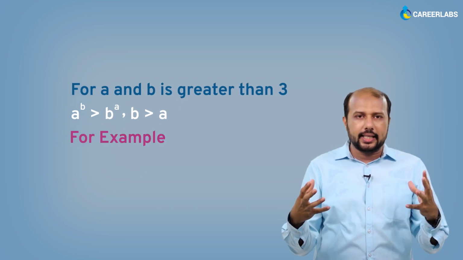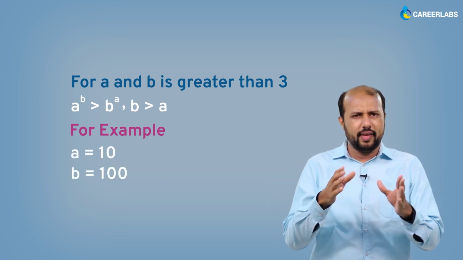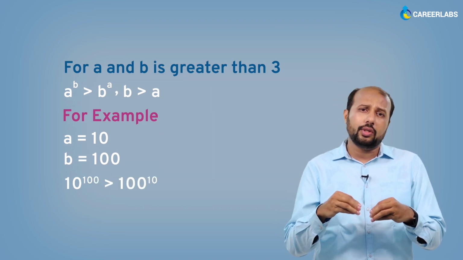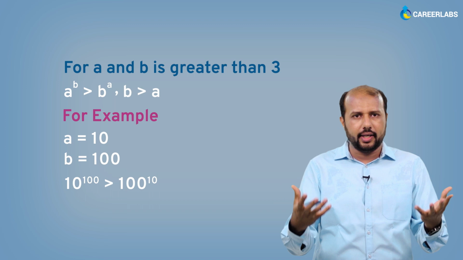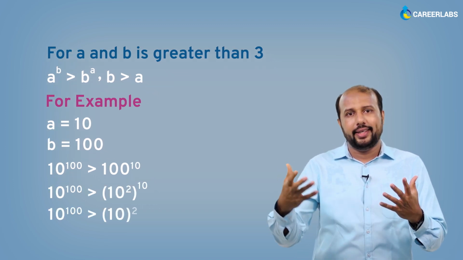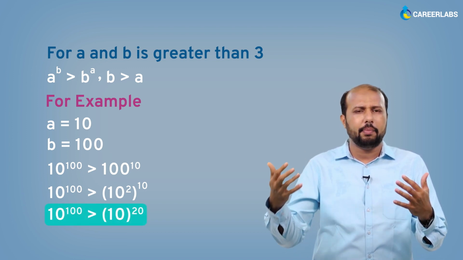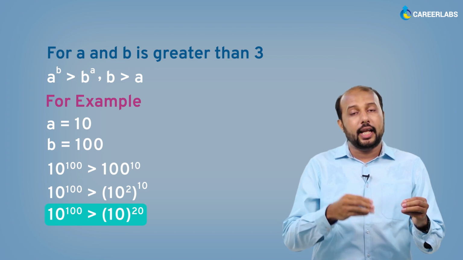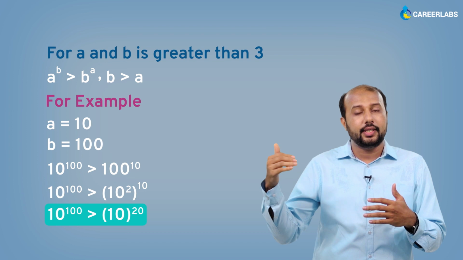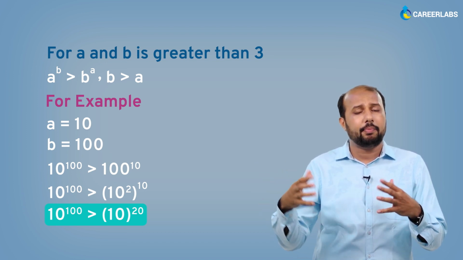Now let's take a look at another example. Now let's take A value as 10 and let's say B value as 100. So obviously A is less than B here. Now 10 to the power 100 is greater or 100 to the power 10 is greater? Let's find it out. 100 to the power of 10 can be written as 10 square the whole power 10, which in turn can be written as 10 raised to the power of 20, that is 10 power 20. Now obviously 10 power 100 is greater than 10 power 20, right? Here power is 100, power is 20. So obviously that concludes that 10 power 100 is greater than 100 power 10.